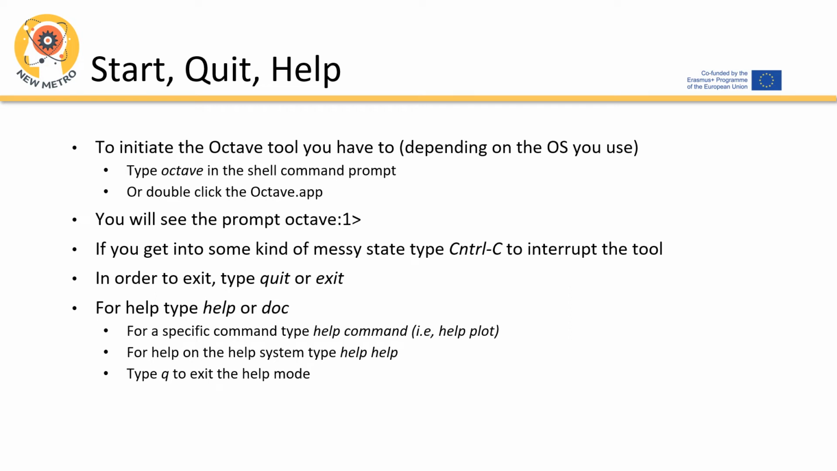To initiate the Octave tool, you just have to either type Octave in the shell command prompt or double click the Octave app. You will see the prompt that you will see with Octave colon 1. If you get into some kind of messy state, type Ctrl+C to interrupt the tool. In order to exit, type quit or exit.